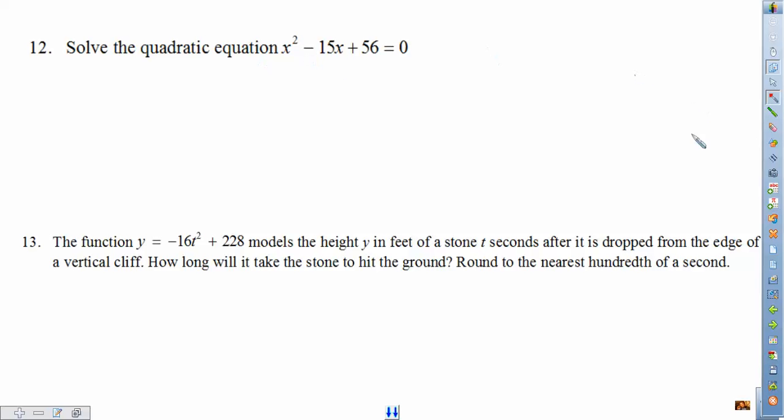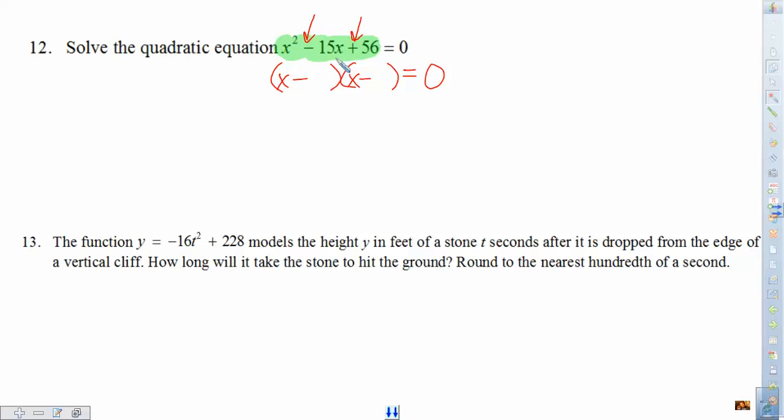If you look carefully at this, these are exactly the same kind of problems where you're looking for a product and sum. Can I find two numbers whose product is 56 and their sum is negative 15? A couple of those tricks we talked about in class: if you have a positive C value and a negative B value, you will always have two negative numbers here. So I need two numbers that multiply to 56.